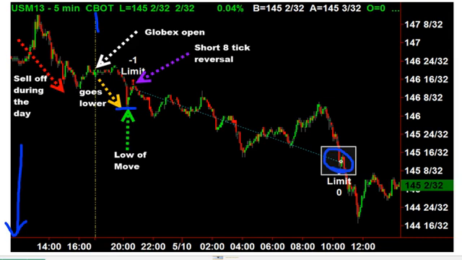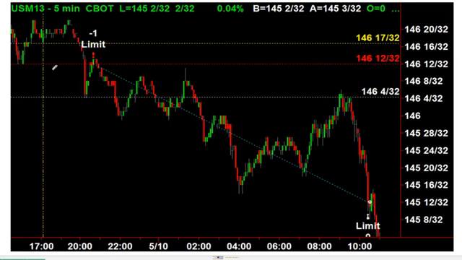One more example to kind of hammer it home. So we're in a daily downtrend. The Globex market opens up at 6 o'clock. The bond market goes lower. This is the low. It hit a low at 146 and 4/30 seconds. I put a sell stop in right here at 146 and 12/30 seconds, and then I use a stop loss 5 ticks above that. My target was down here at 145 and 12/30 seconds.